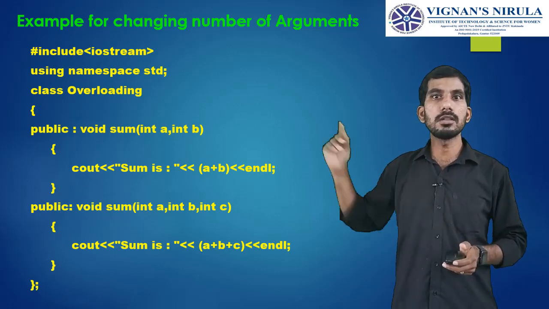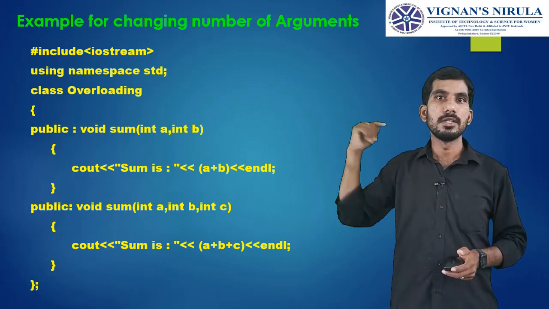Then how to call these two functions? If you want to call the function, before that what do we need to do? We need to create an object. How to create the object? With the help of the class name, we can create the object. And the object is created within the main function. Why? Because every program execution starts from the main function.